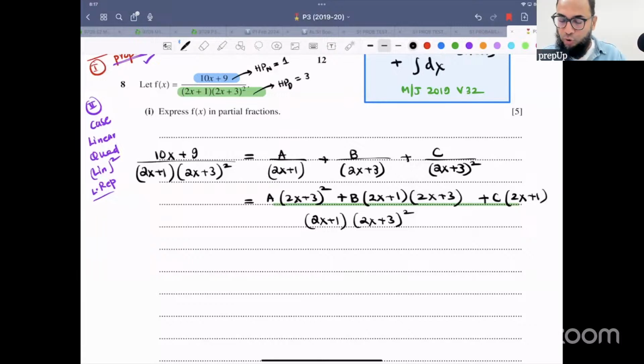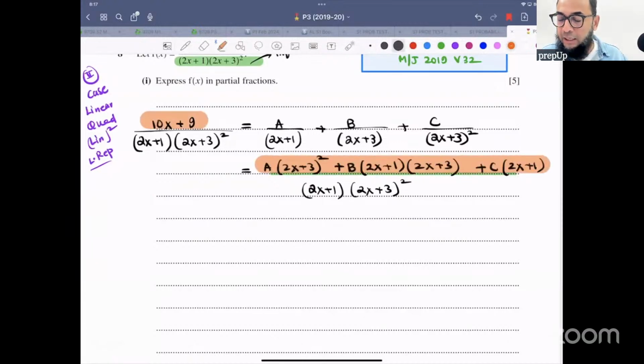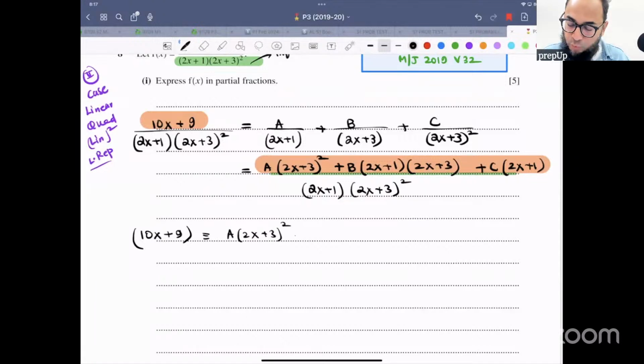All good, all clear. Now you would say, what is happening? This thing equals this thing because the two fractions are identical. So let me write over here the first thing, 10x plus 9, let me use a bracket, that is identical to a times 2x plus 3 whole square, b times 2x plus 1, 2x plus 3, and this is c times 2x plus 1.